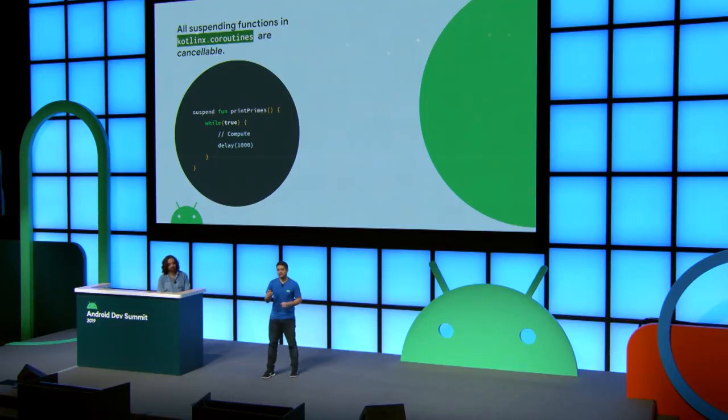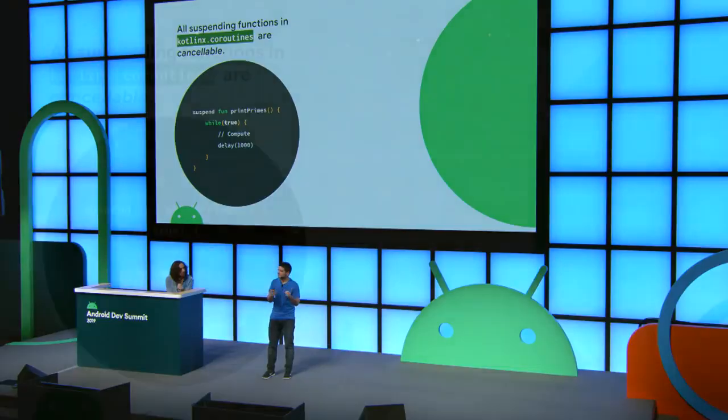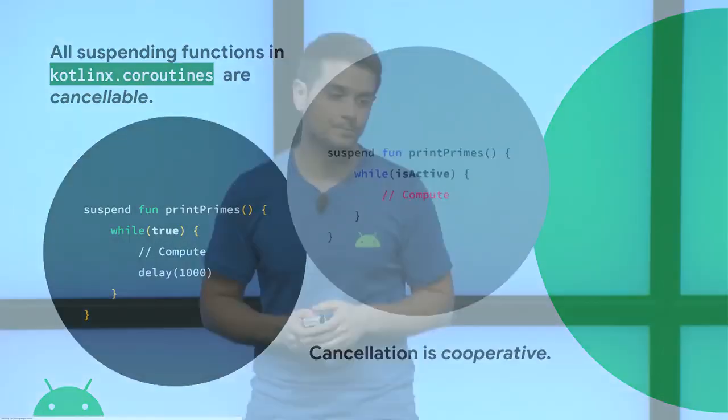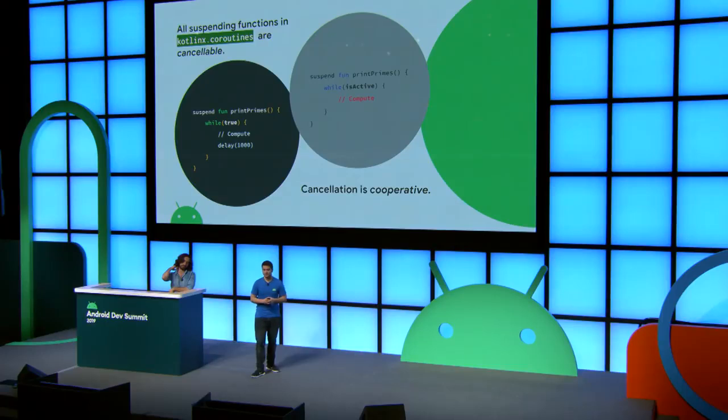What I want to point out here is what happens if you are designing a suspend function, and that function, for example, has an infinite loop. How does Kotlin know when to stop that loop? Well, it turns out there's a little bit of magic here. All suspending functions in kotlinx.coroutines are cancelable, and delay is one of them. So when delay is called, it's going to check if the coroutine is canceled, and if it is, it's going to stop the execution.